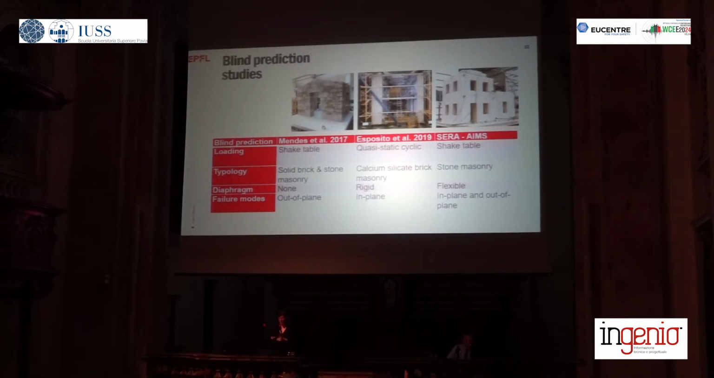So if we compare a little bit the failure modes that were behind it, as I said, the first blind prediction competition was really focused on out of plane, the second one on in plane, and we had really now the mix. Also in terms of diaphragms, it will become a lot more complex. So the first one had no diaphragm, the second one basically rigid diaphragms, and we had flexible diaphragms. And as I said, we also have an aggregate, so that means here the smallest aggregate possible is 2 buildings.